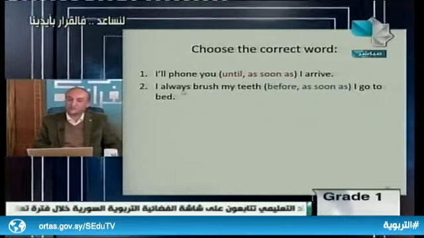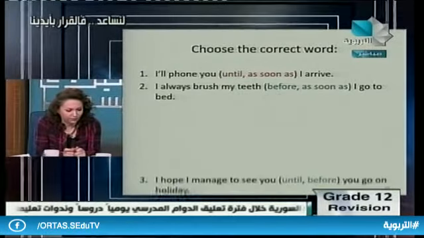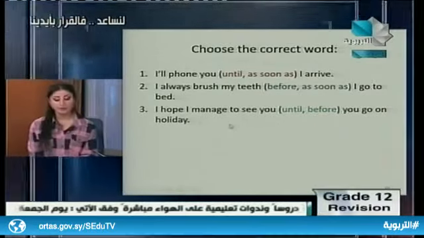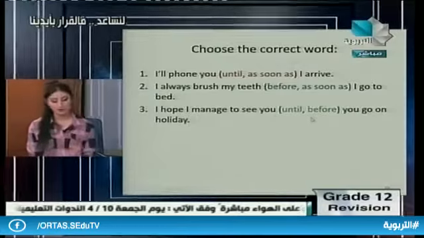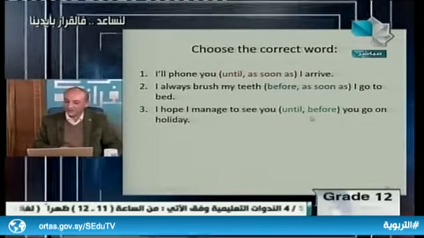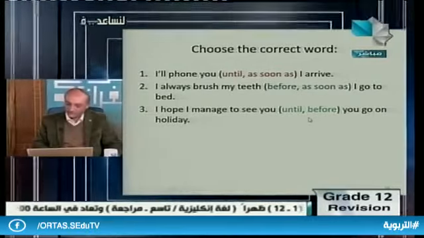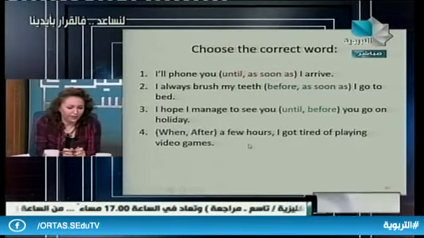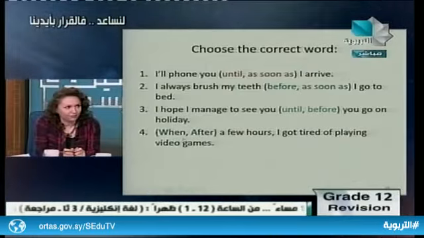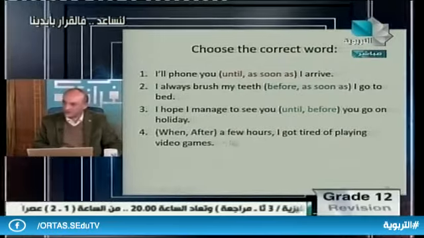I always brush my teeth before I go to bed. Okay. I hope I manage to see you until or before you go on holiday. Before you go on holiday, because if you go, I can't see you. So it's very clear. I hope I manage to see you before you go on holiday. Okay. After a few hours, I get tired of playing video games. You cannot use when here, because a few hours is a noun phrase. It is not a clause.